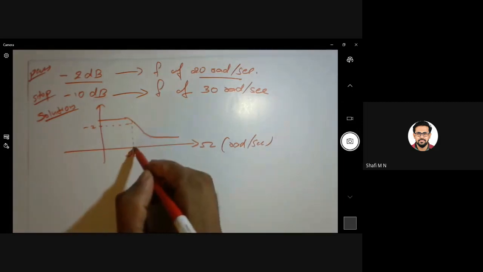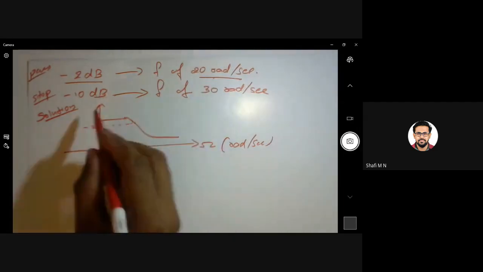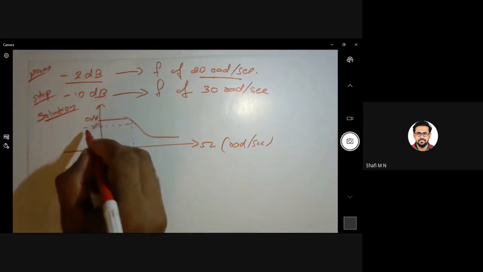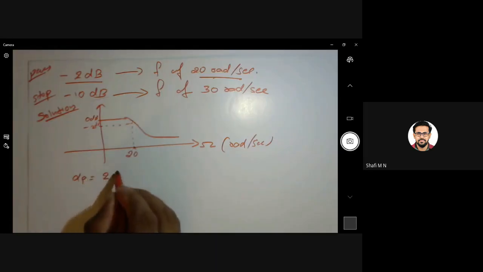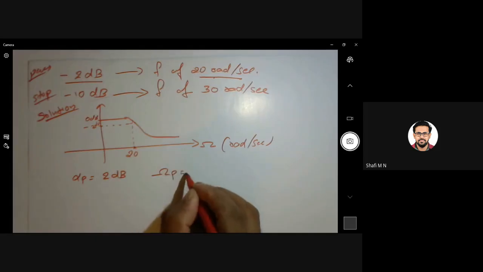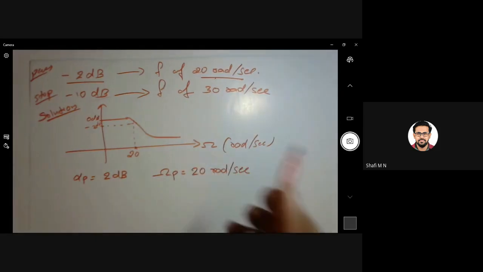It's 20. At a frequency of 20 radians per second, we need minus 2 dB. So this is 0 dB. This is minus 2 dB. So you can write your alpha p, right? Your alpha p is 2 dB, and omega p, passband edge, is 20 radians per second. So that is my conclusion from the first point.